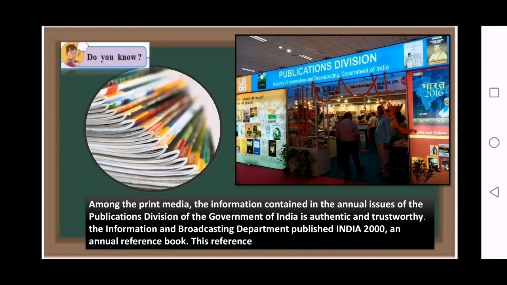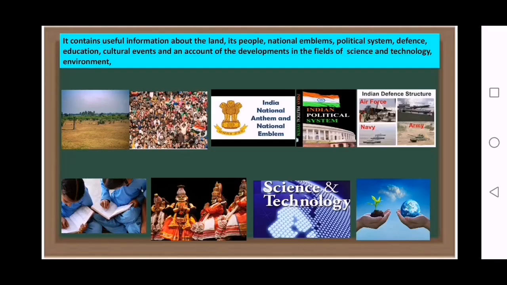Under your book, one column is there. Do you know that among the print media, the information contained in the annual issue of the Publications Division of the Government of India is authentic? What is the meaning of authentic? Real and trustworthy. The Information and Broadcasting Department published India 2000, an annual reference book. This reference book is created under the research, reference and training department.